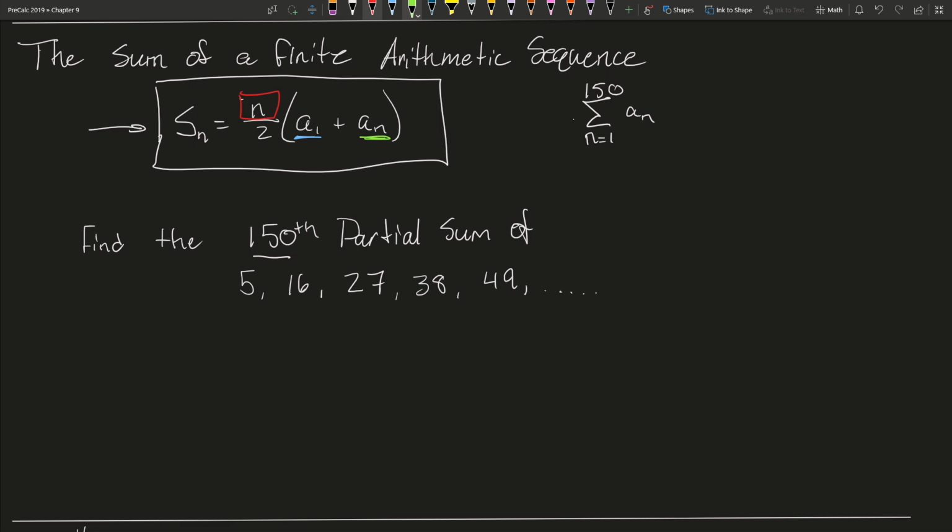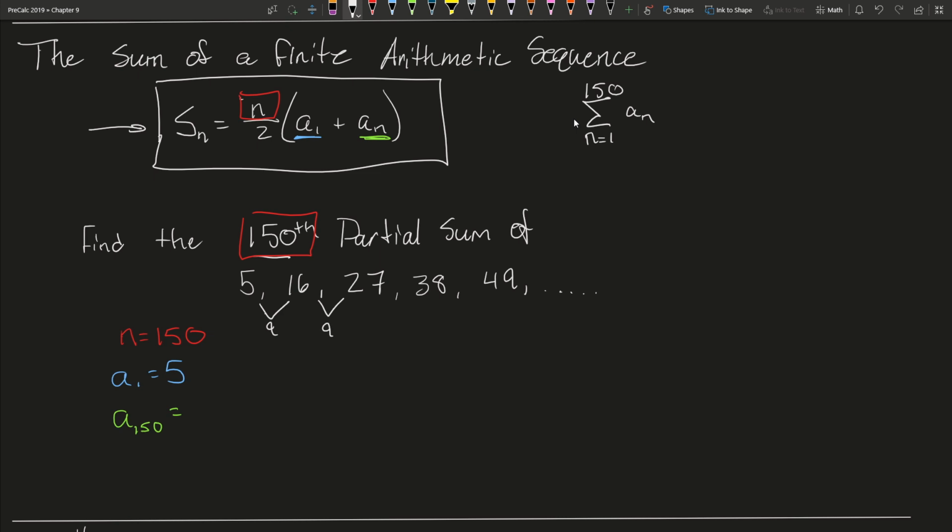Okay, we have n, that's 150. We have a1, that's 5, but we don't have an. So we actually need to find a rule for an. And rather, we don't have a150. We don't have the last term in our sequence. Okay, but in order to do that, we need to find a rule for the nth term. Now we know that this is arithmetic, so the common difference then is just 9.